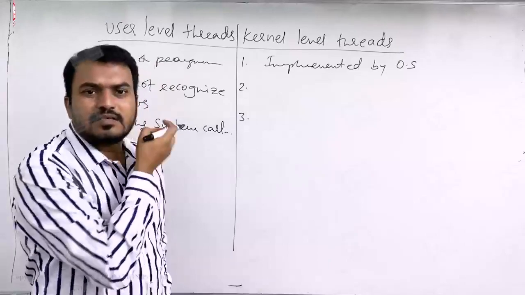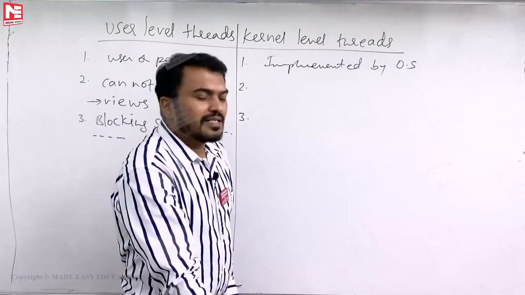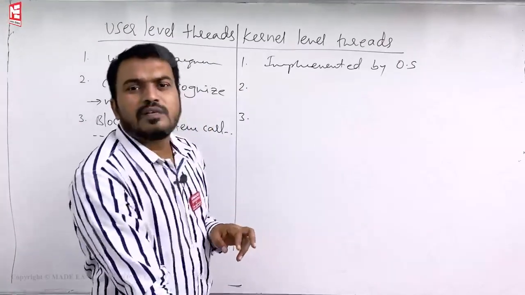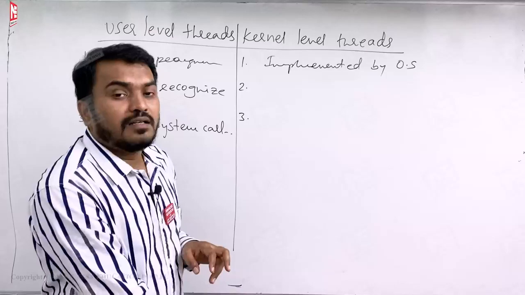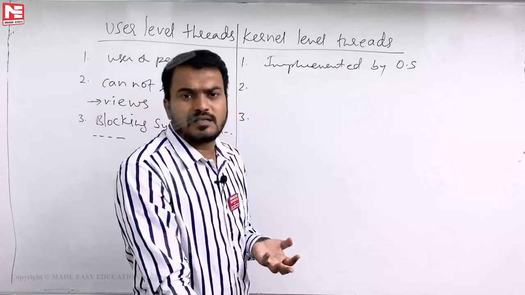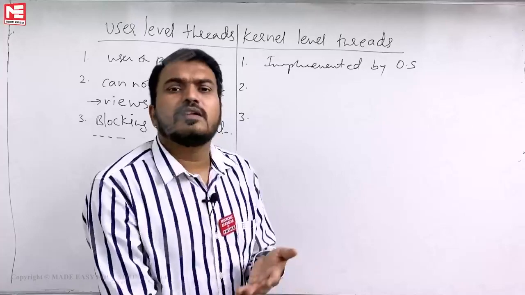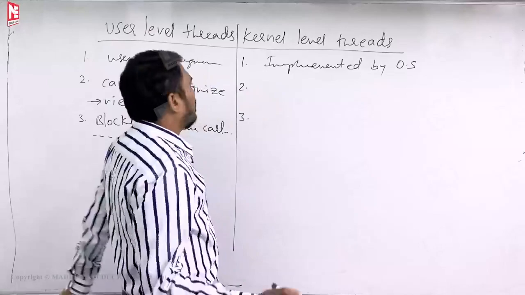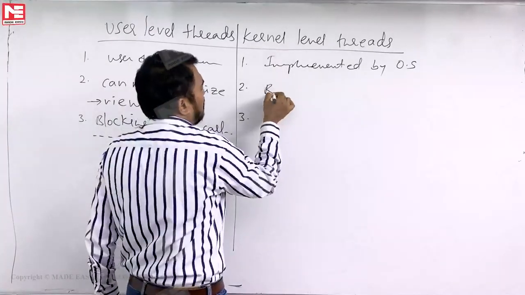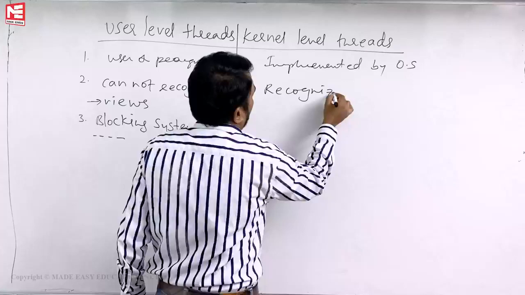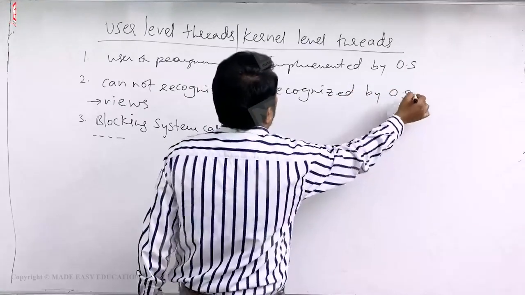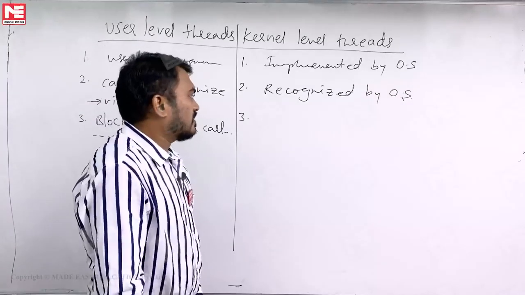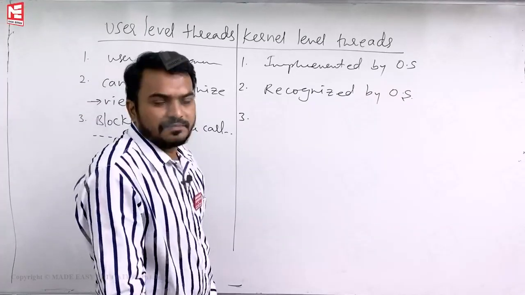Now when you say kernel level threads are implemented by operating system, obviously second point. Now tell me second point. Whether the kernel level threads are recognized by operating system or not recognized? Obviously recognized. So they are implemented by operating system, obviously they are recognized by operating system. Is that clear? Right? So note down second point. Kernel level threads are recognized by operating system.